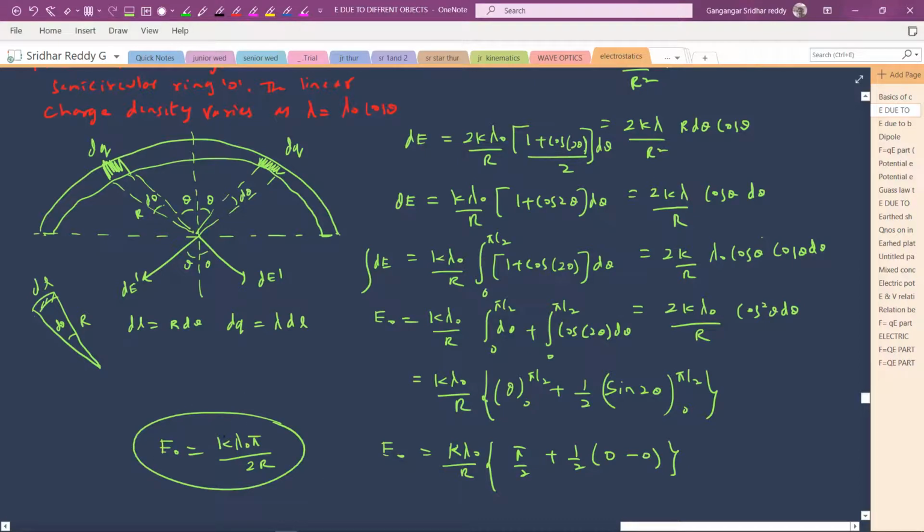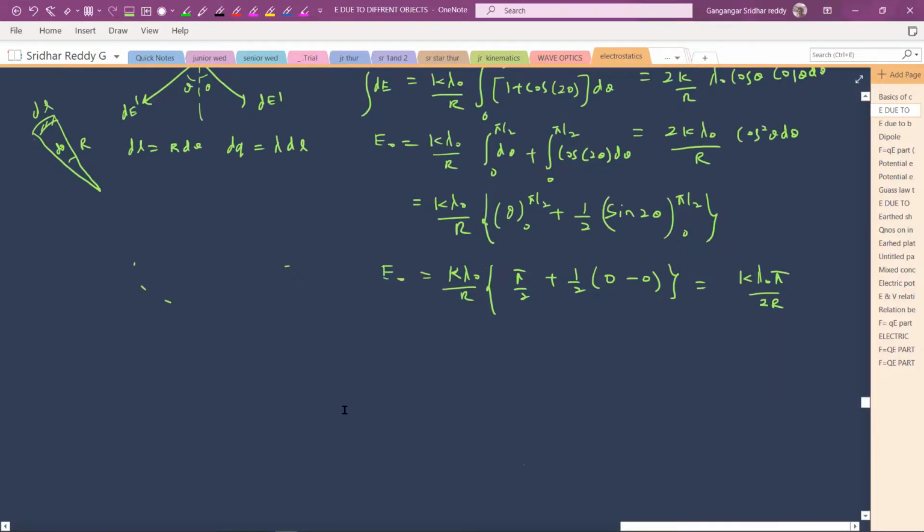Further, what is k? K is 1 by 4 pi epsilon naught. Let me simplify this, you will get confused here. So k lambda naught pi by 2r. Now substituting k as 1 by 4 pi epsilon naught, the next step will be 1 by 4 pi epsilon naught times lambda naught pi by 2r. So pi gets cancelled. So 8 epsilon naught r. So what is our answer?